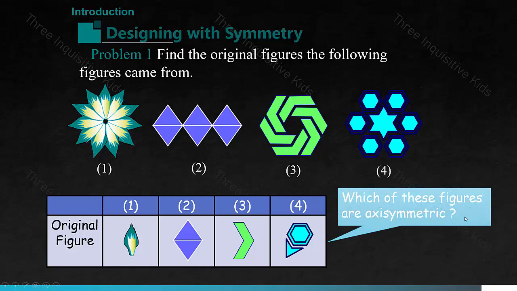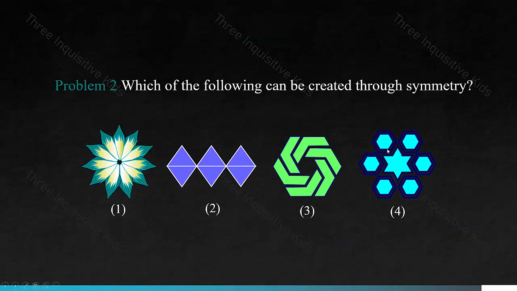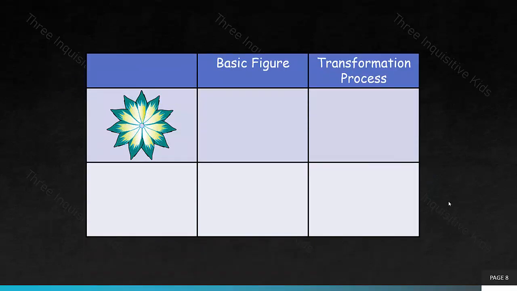And are any of these figures themselves axis symmetric? Number 1 is not. Number 2, number 3, and number 4 are all axis symmetric figures. So which of the following figures can be created through symmetry? Remember, there are lots of different types of symmetry. So this is our first figure, which is a flower. Its basic figure would be one petal, and this is its transformation process.